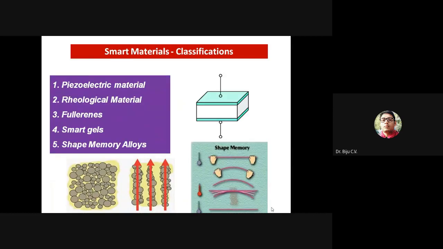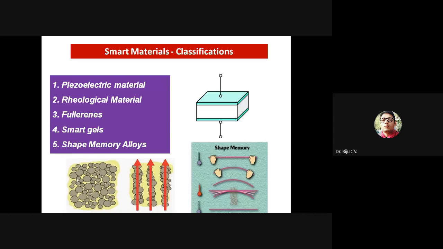Now, what are the smart materials? Here, piezoelectric materials: we know once you apply force, the system produces some current or voltage, and the reverse also happens. And rheological materials are mainly two.